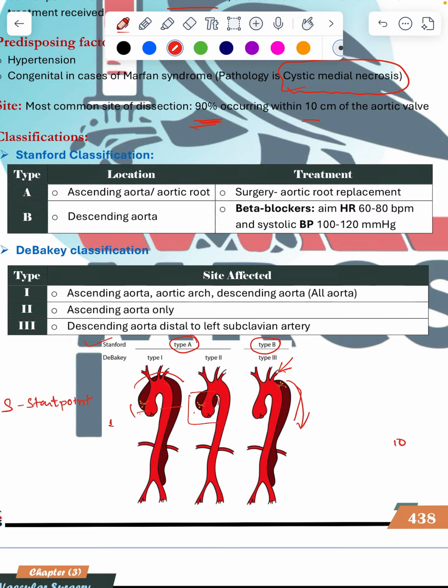If it is starting from the ascending, it is A. If it is starting from the descending, take it as B. And DeBakey has three types: 1, 2, and 3. It depends upon the site affected. If it is ascending, arch, and descending all, that is type 1, which is the worst. If it is only ascending, it is type 2. If it is descending, it is type 3.